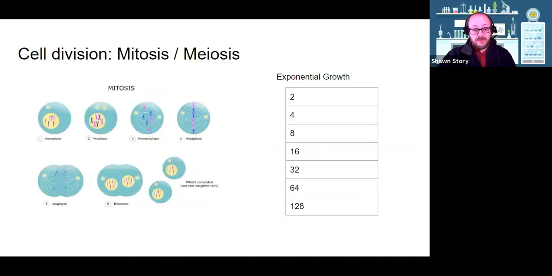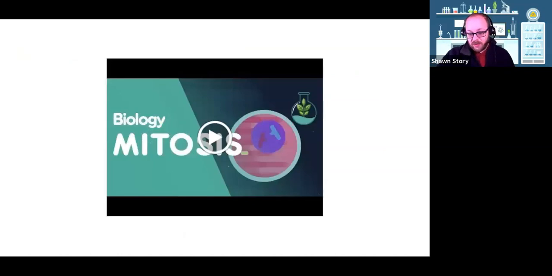So going back to mitosis, where it's an exact clone of itself, here's a video that we're going to watch that explains that process and the different steps that happen for a cell to actually divide and make a copy of itself.